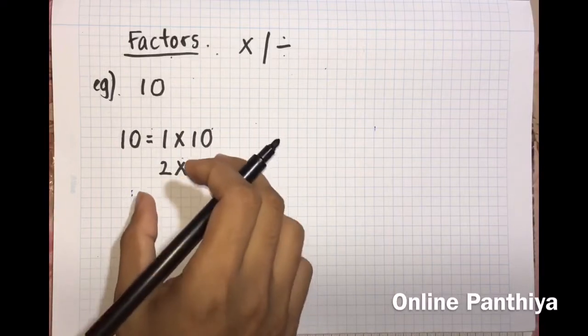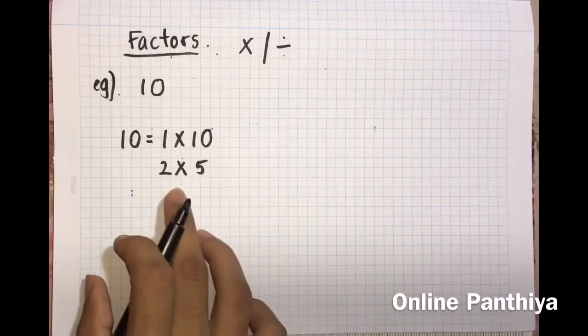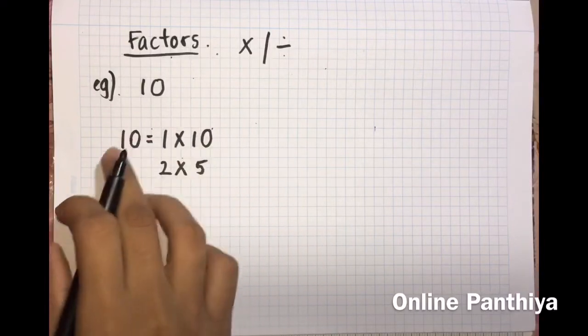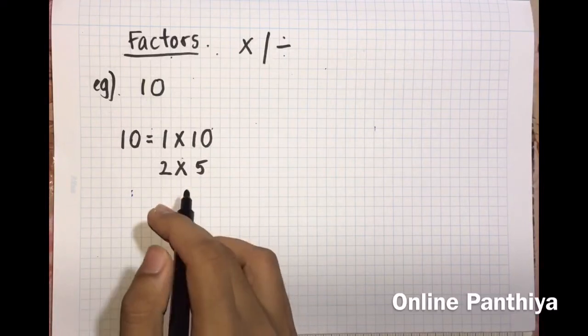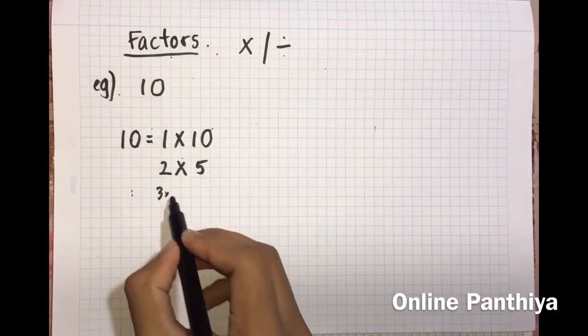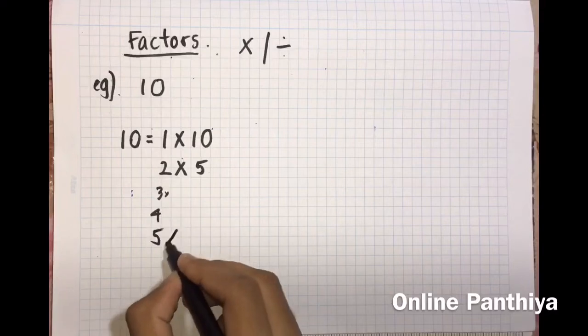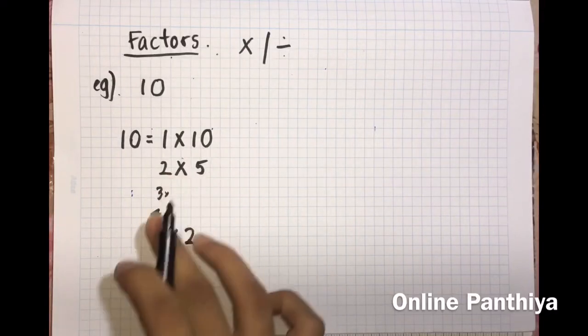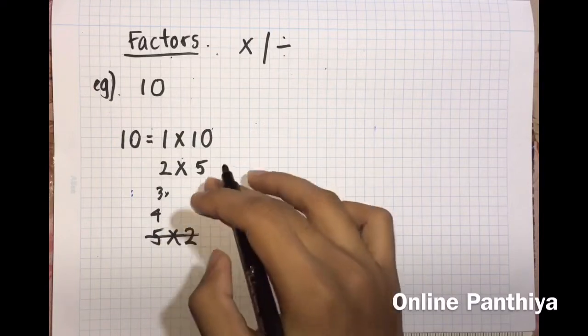Like this, you have to write all the possible multiplications, and once you multiply, you should always get the number 10. Clear? Now 3 you don't have, 4 you don't have, 5 you can take, but observe here, 2 into 5 and 5 into 2 are both the same. It is just changing the numbers. Therefore you cannot consider both. You have to cancel off one. So I will cancel off this one because we have already written it here.